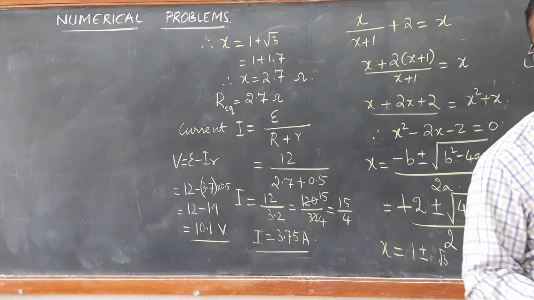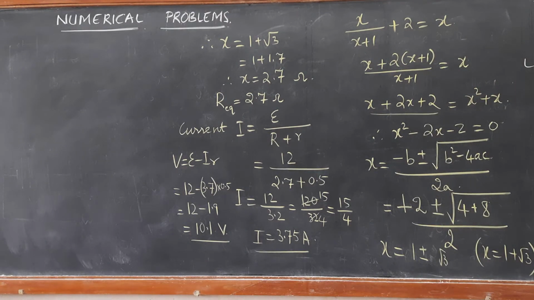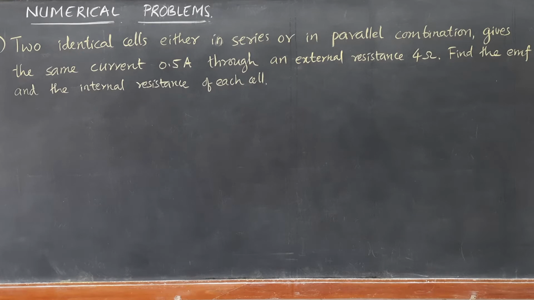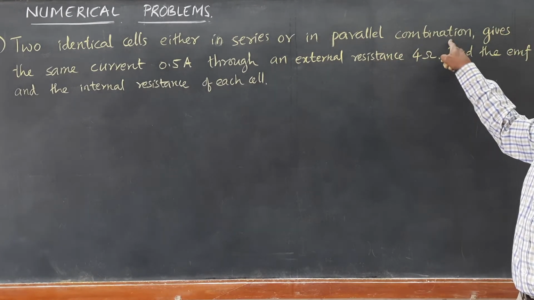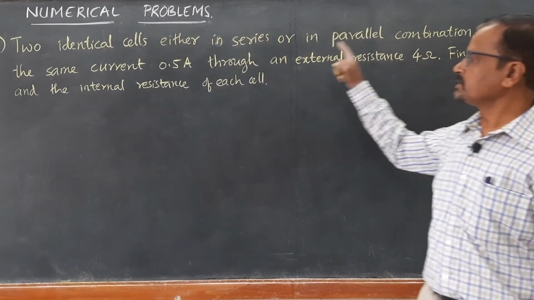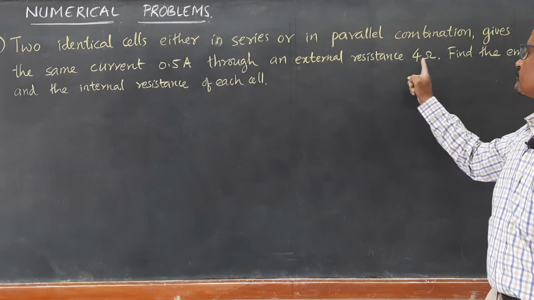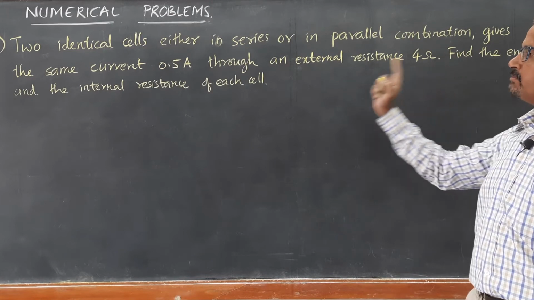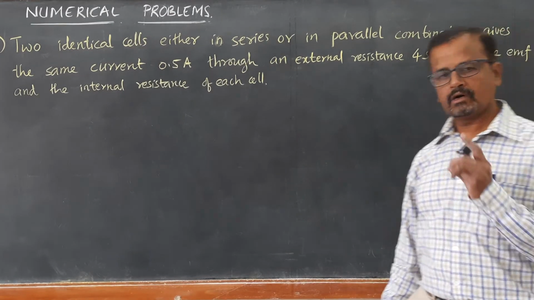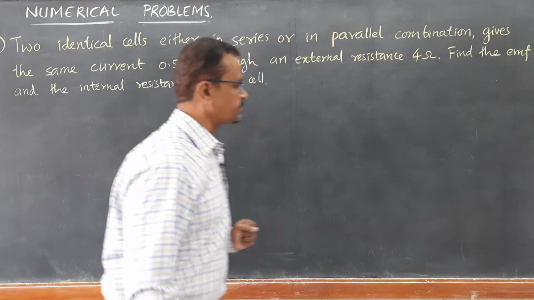Now let me solve one more problem. So look at this problem. There are two cells which are identical in all respects. Two identical cells, when they are connected either in series or in parallel combination, give the same current of 0.5 ampere through an external resistance of 4 ohm. Find the EMF and the internal resistance of each cell. This is an interesting problem.